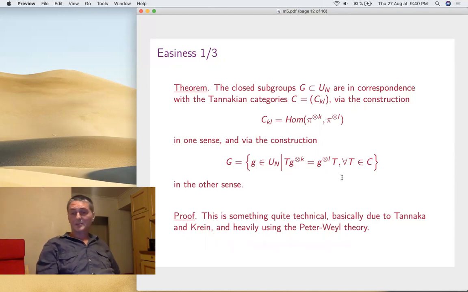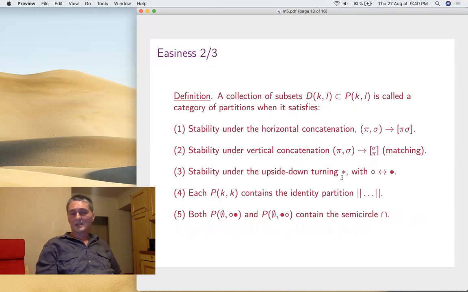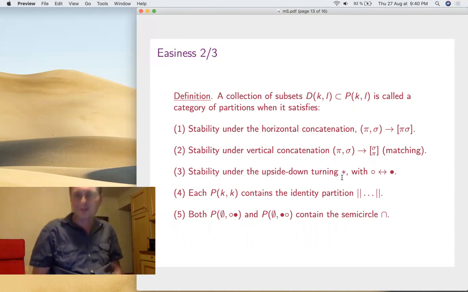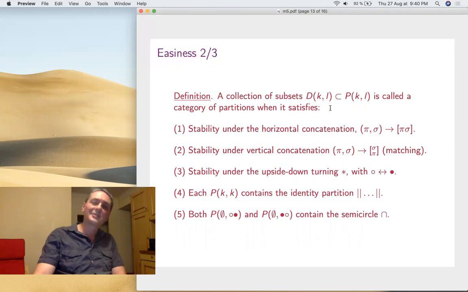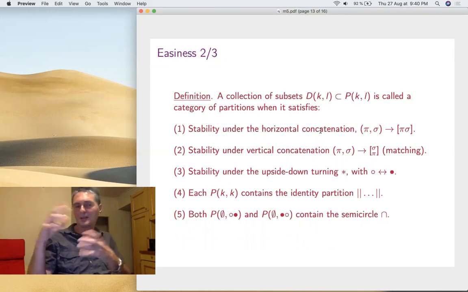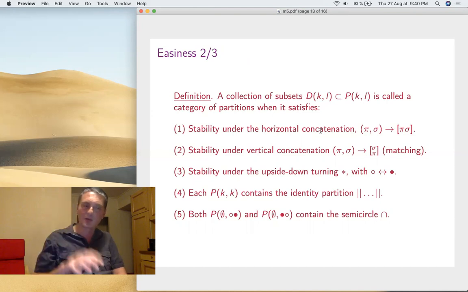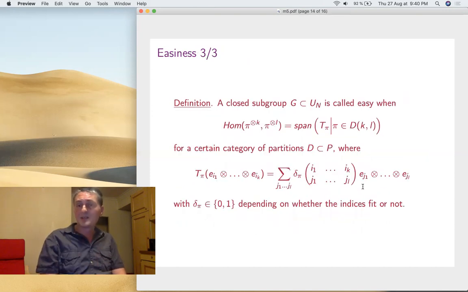Now this is pretty good because we can talk about easiness. The simplest situation is when our group arises from a simple category, from partitions. This category of partitions is stable under all the operations. Partitions will have k points and l points, stable under concatenation, vertical and horizontal, everything. So now we can say that G is easy when this Tannakian category is spanned by partitions. The linear map associated with a partition is given by this formula here. These are Kronecker symbols, depending on whether the labels fit or not.